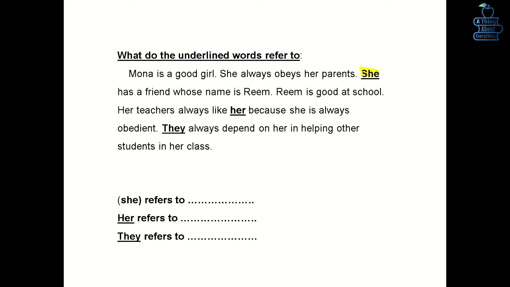So let's have an example and practice for how to find out what the underlined word refers to. Here we have she. Always, guys, you have to see behind the word from the beginning. For example, here we will find out what she refers to. We will start reading from Mona. Mona is a good girl. She always obeys her parents. She has a friend, so she goes back to Mona. So Mona is the correct answer.